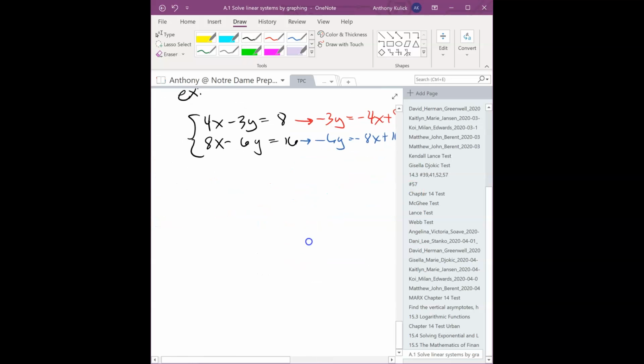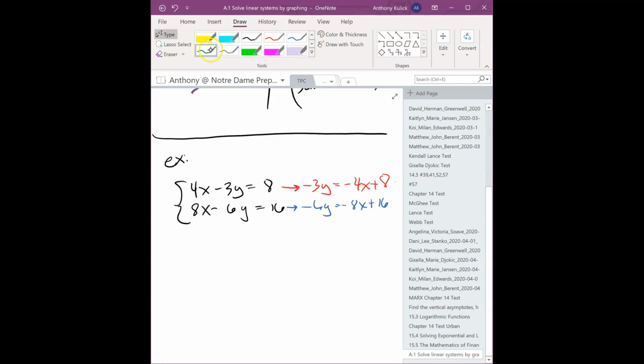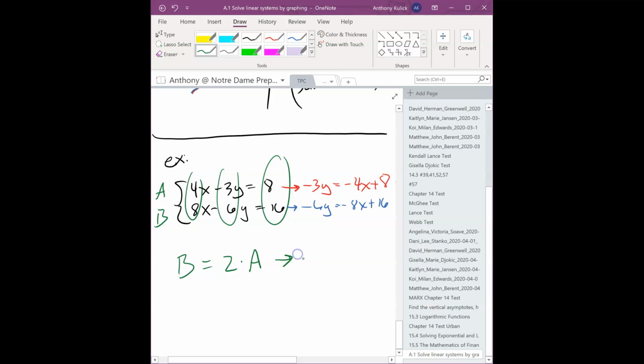And that's pretty handy. Alternatively, if you had looked at the original equation, you might have noticed that if we called this one equation A and this one equation B, equation B is really just 2 times equation A: 2 times 4 is 8, 2 times -3 is -6, and 2 times 8 is 16. This would also imply that they're the same line and there are infinitely many solutions.